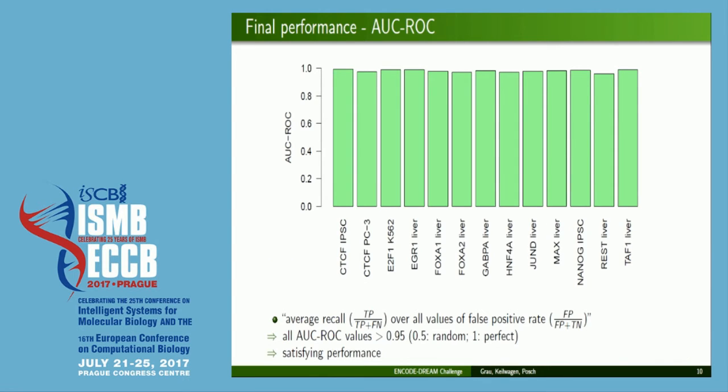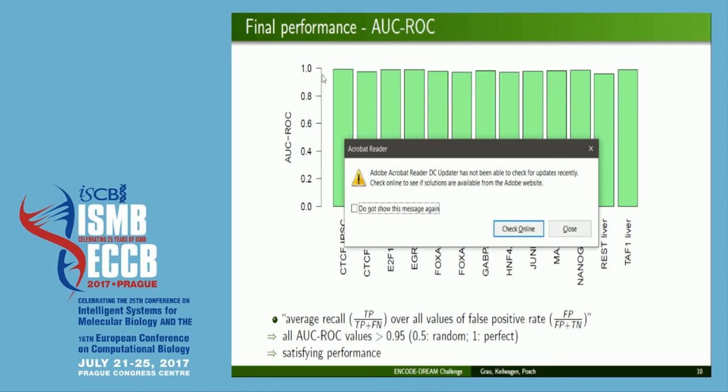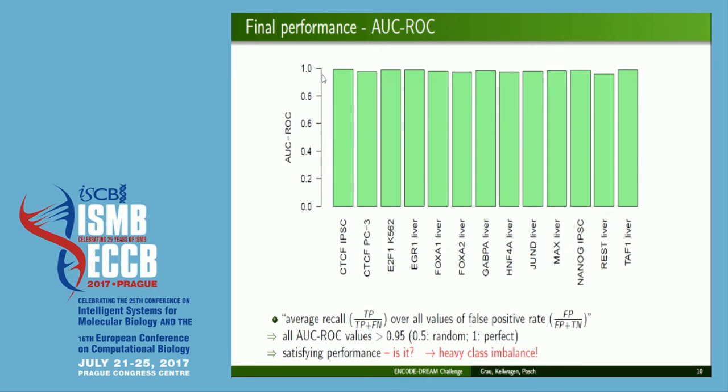So how does this work? We first assess performance by the area under the ROC curve and got a really nice picture. So for all cell types and all transcription factors, we get areas under the ROC curve above 0.95, and this should be a satisfying performance. A perfect classifier gets an area under the curve of 1, so we are scoring quite well. Do we really? Well, the problem is we have highly imbalanced data.